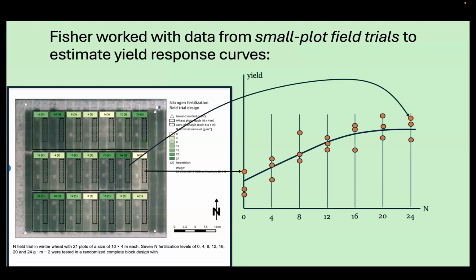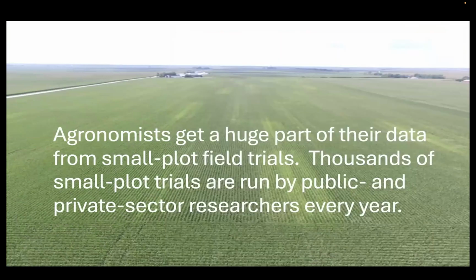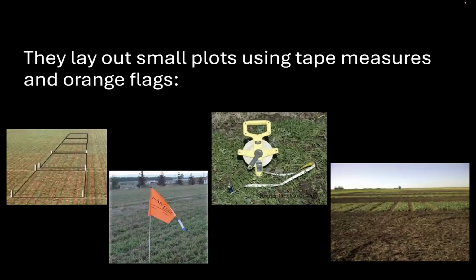People have done thousands and thousands of these, and they have been doing them since even the 1700s. Here's a copy of an article in a book where an English gentleman farmer was running experiments, seeing how changes in manure rates change output of barley, change barley yields. So this is an ancient question that people have known as important for a very long time. All right. Agronomists get a huge part of their data from these small plot trials. Thousands are run in the public and private sector every year.